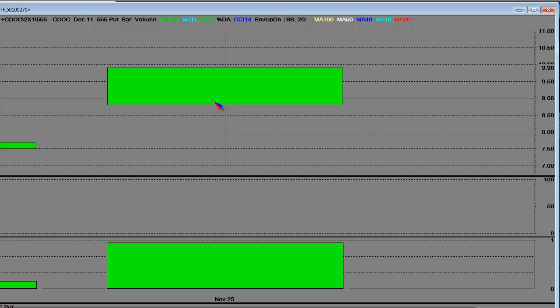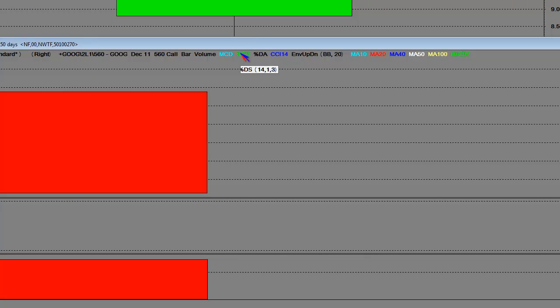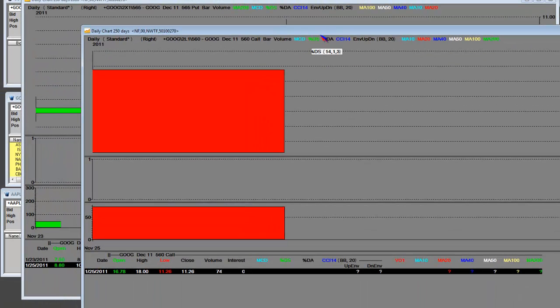But notice that the premium given is less premium. They give you less premium on the put side, but look at the amount of call side they take away. The high was 18, and the low, that 560 call, which is slightly in the money, and the 565 put is slightly in the money as well, not much.